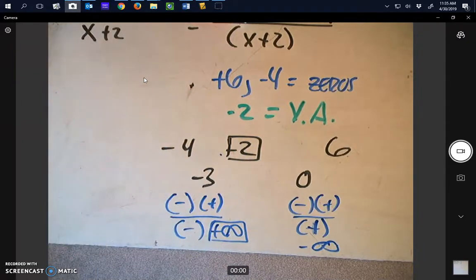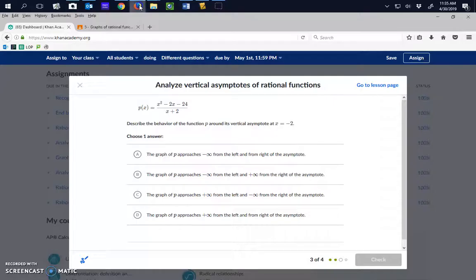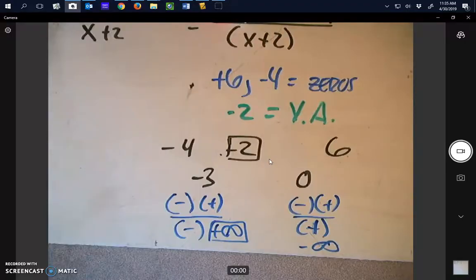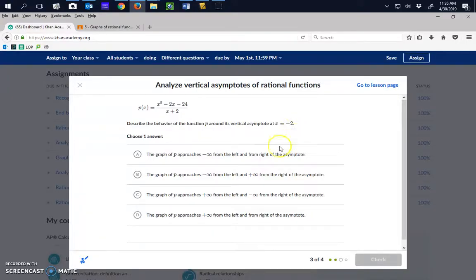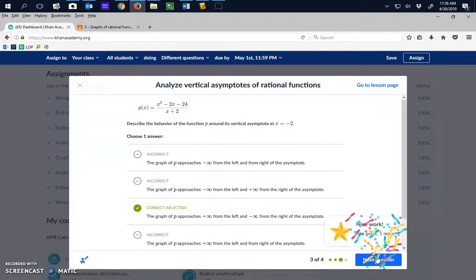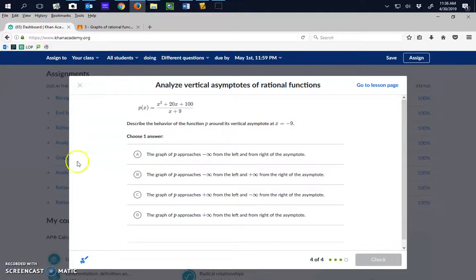So let's go look at our answers and see which one is the correct answer. So the graph of P approaches negative infinity from the left and from the right. From the left side, that's this side, right? We're going to positive infinity. And from the right side, we're going to negative infinity. So graph approaches negative infinity from the left, that's wrong. Positive infinity and negative. So this is what we want right here: positive from the left and negative from the right. Okay, so that was the right answer.